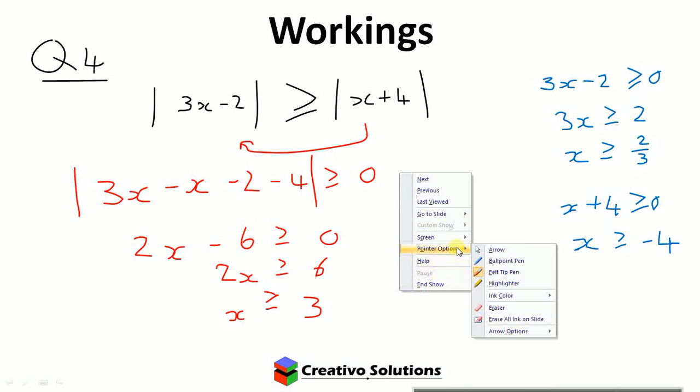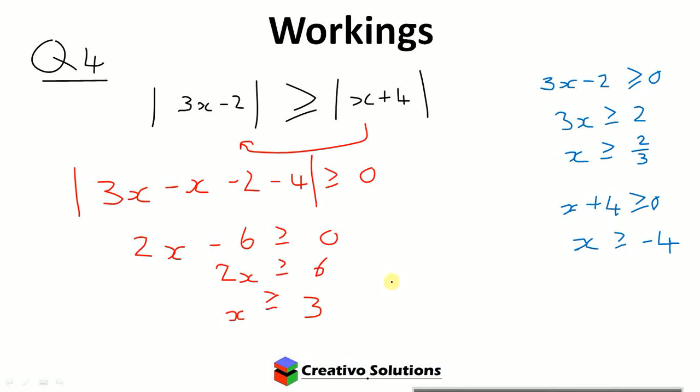Okay, we've got all of those amounts, and now what are we going to do? Draw a number line. Test. So what points do I have? I've got minus 4. I've got 2 over 3. And I've got 3. Okay, let's test the points.